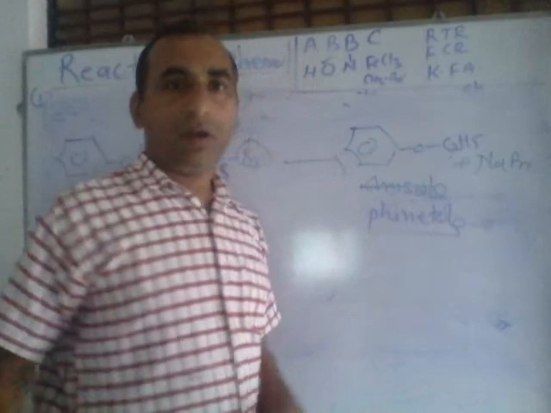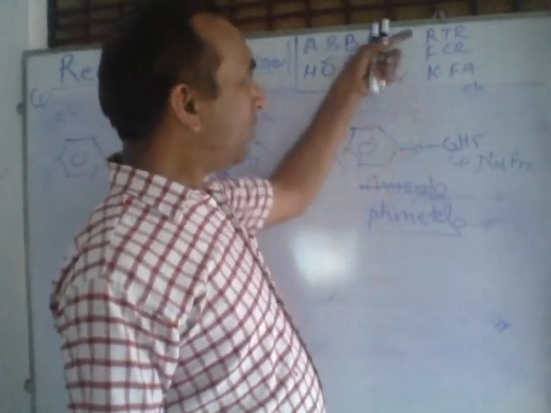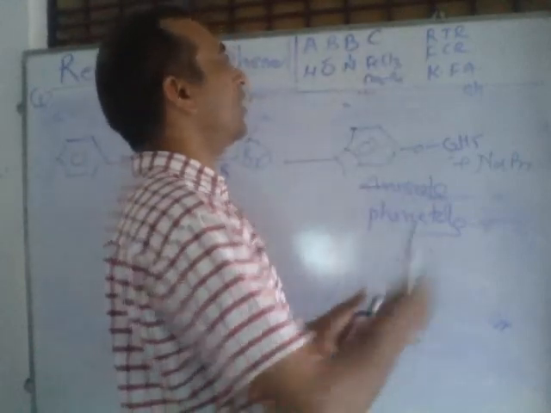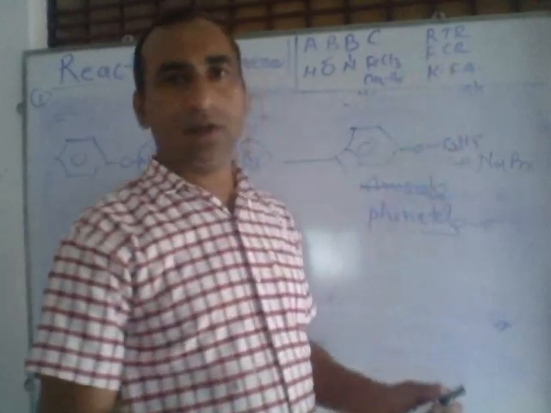Anisole and phenetole are two aromatic ethers. After some time, in the next video, we will discuss these different reactions: Reimer-Tiemann reaction, Friedel-Crafts reaction, Kolbe reaction, and reaction with formaldehyde.